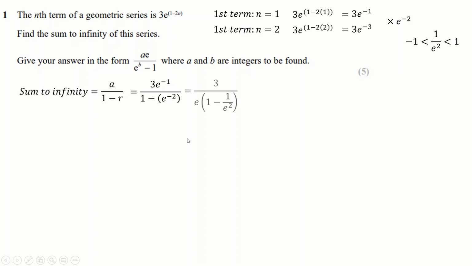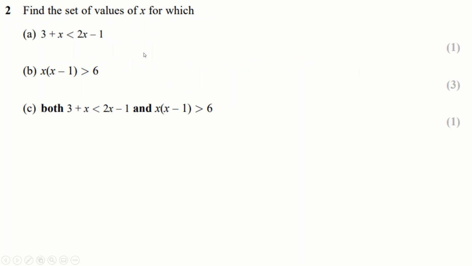I'm going to actually write this without powers. I'm going to say this is a 1 over e, which I can then put down to the bottom, and this is a 1 over e squared, as I've already said. We can go here, expand out the bottom bracket, and then multiply top and bottom by e to get 3e on top and e squared minus 1 on bottom. And therefore b is 2 and a is 3, and that'll be my answer. Good. Question number 2.